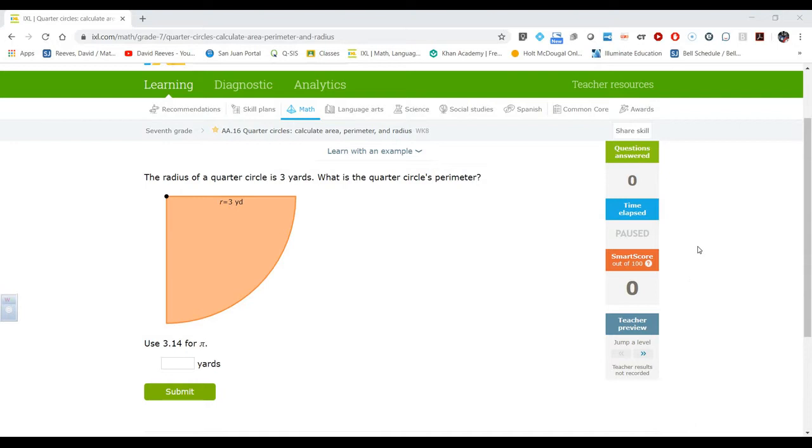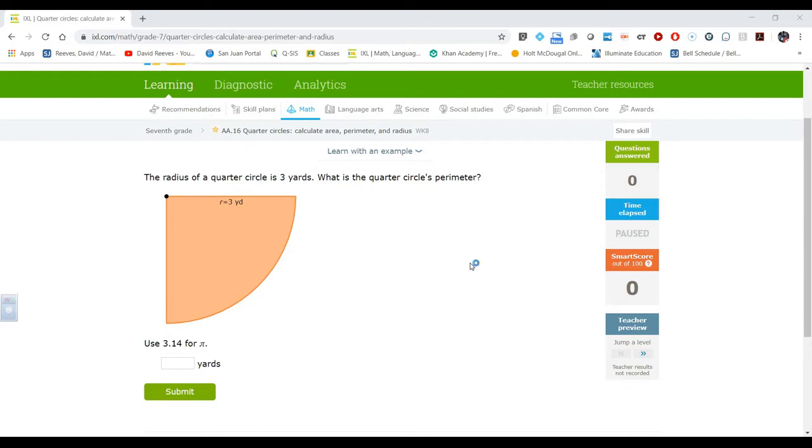Mr. Reeves back with you, and we are continuing to look at area and perimeter of circles, or area and circumference of circles. And right now, we are specifically looking at quarter circles, which is why I said perimeter, because when you have a part of a circle, it doesn't actually have a circumference. It has a perimeter, but it still does have an area.